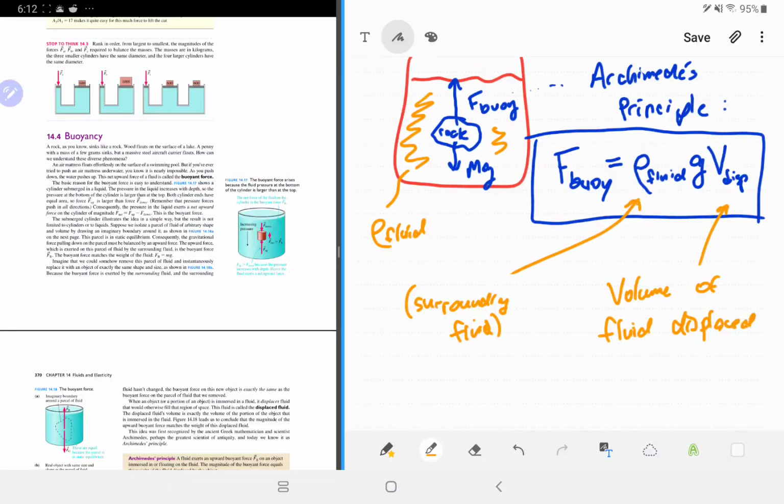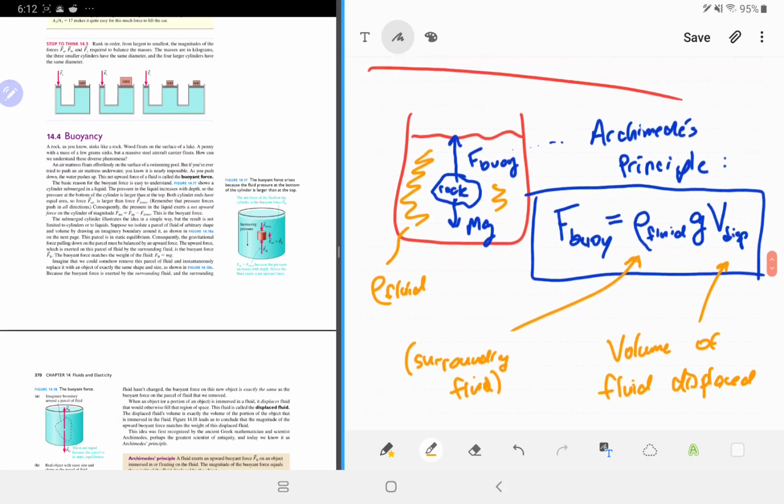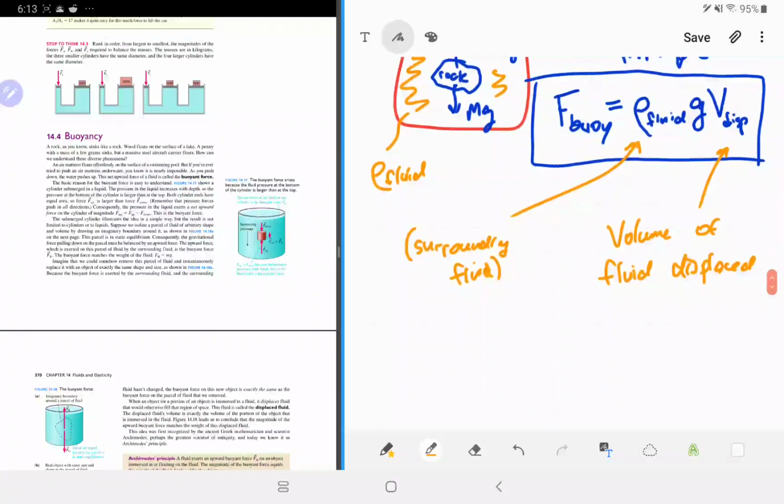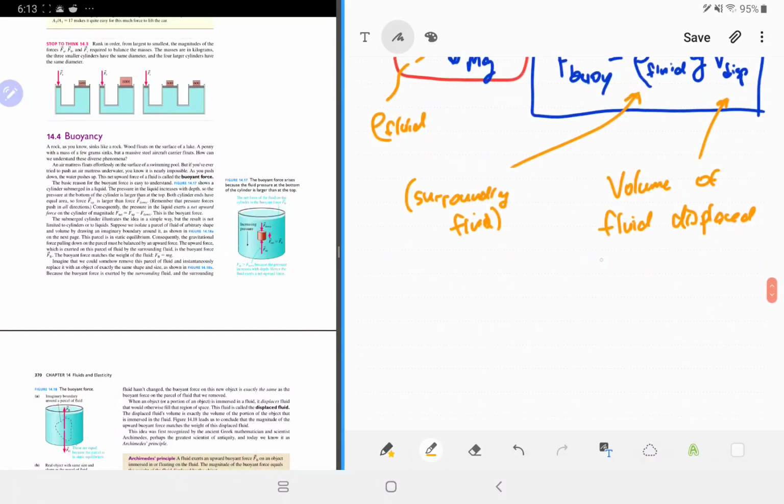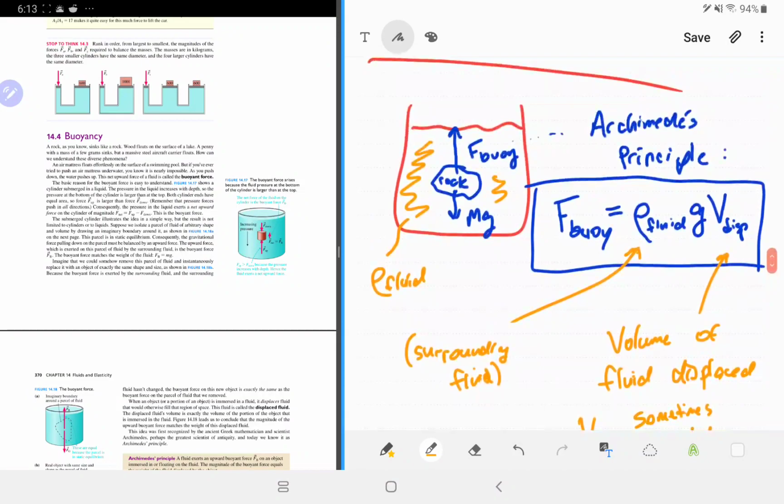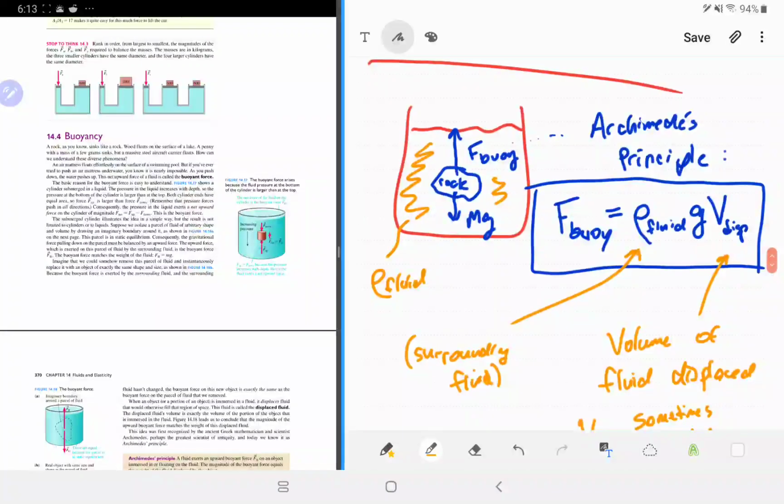Sometimes this is equal to the volume of the object, sometimes it's not. If an object is fully submerged, like in the picture with this rock right here, it's completely under the fluid level, then V displaced is equal to the object's volume. So V displaced can equal, let me put an equal sign but with a warning here, sometimes, the volume of the object that's submerged. But not always.